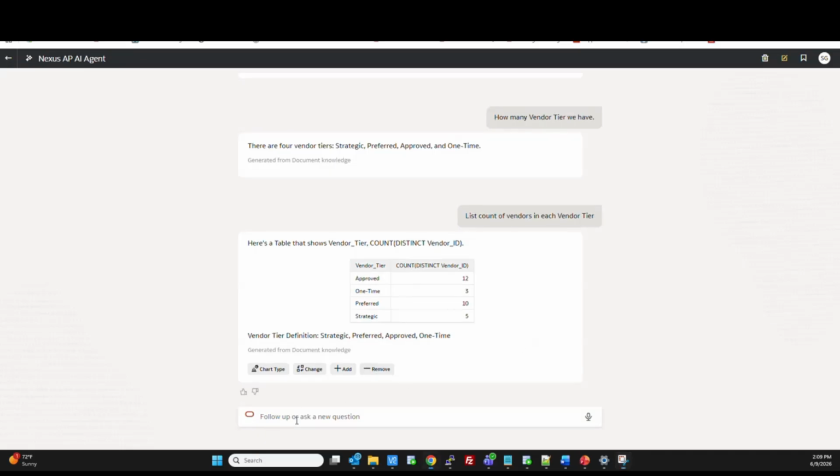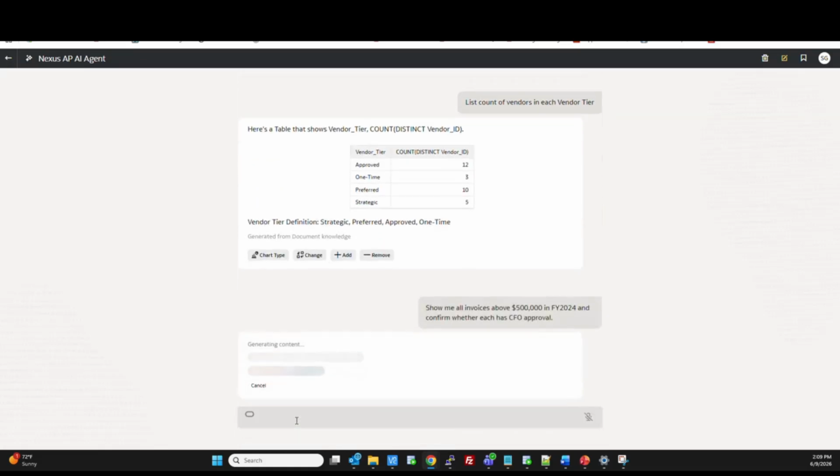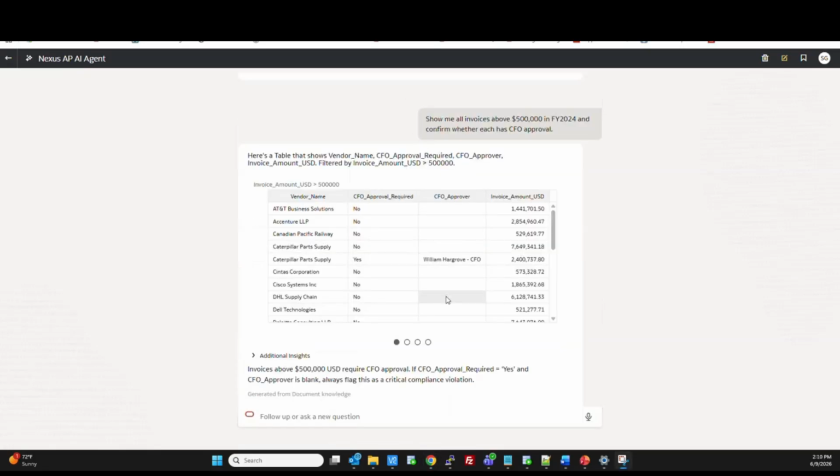The next question is, show me all the invoices that are above 500,000 in financial year 2024 and confirm whether each has a CFO approval or not. Here I want to test compliance anomalies. The agent responded with a list of invoices, but that's not what I was looking for. Let me rephrase this question and ask again, but set some context about the question.